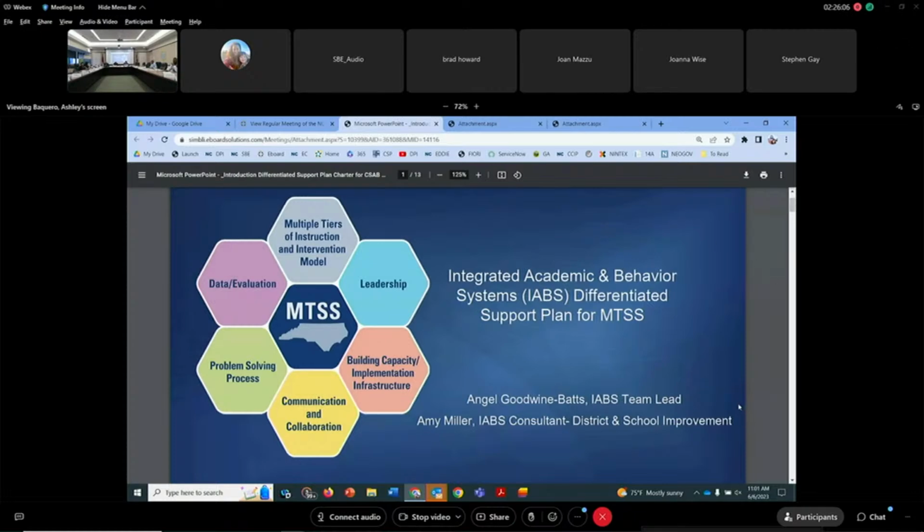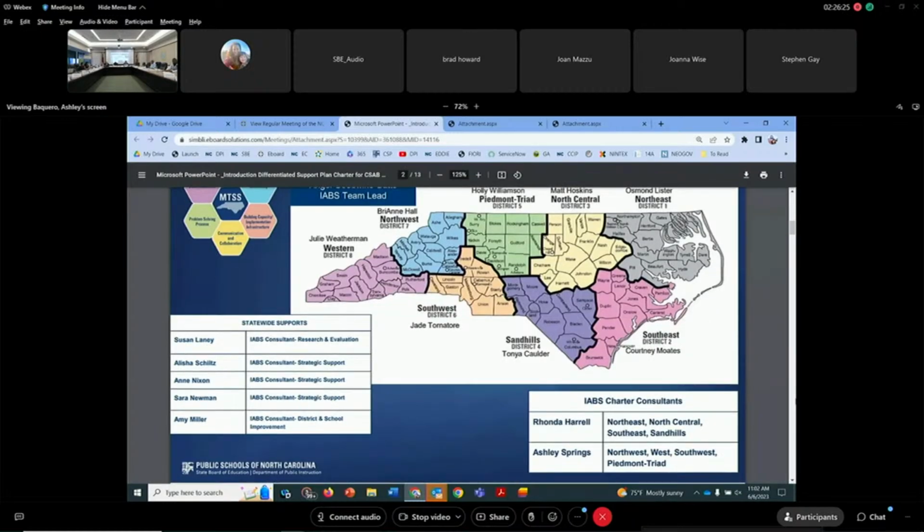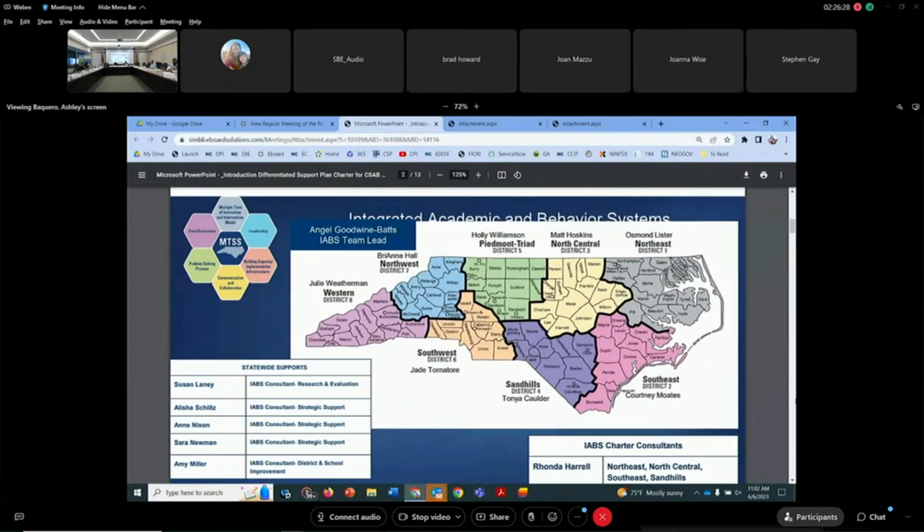So we're excited to join you today to share the launch of our Integrated Academic and Behavior Systems Team Differentiated Support Plan for supporting PSUs in installing and sustaining a multi-tiered system of support, which is MTSS, for school improvement. Today we will share a big picture overview of the charter school support our team is currently providing and the additional support we will begin providing to select schools during the 23-24 school year. I will refer you to the guided notes that are included in your materials, and this presentation is also linked in those materials as well.